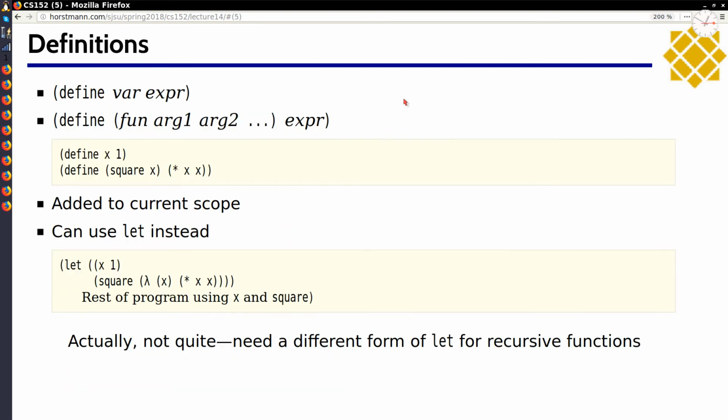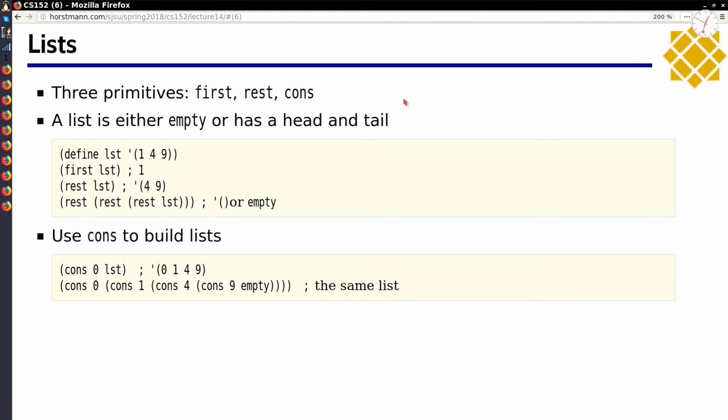So there's two kinds of definitions. We talked about that already, variable definitions and function definitions. These are just added to the current scope and then are globally visible. And you can use let for local definitions. And we'll look at let in the lab for a few minutes.